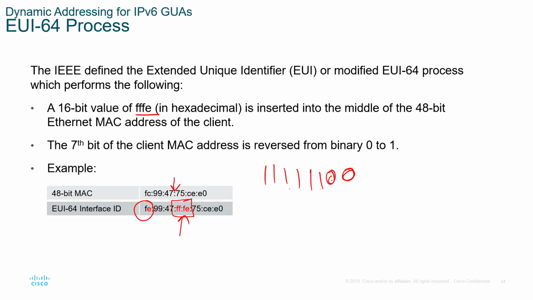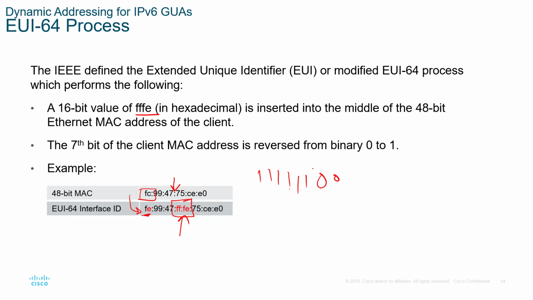Let me see if we get... no. Our first octet was FC. I want to go from FC to FE and see how they came up with that. So F is 1111, then C is 12. A is 10, B is 11, C is 12. 12 is 1100. So this is the first octet there.